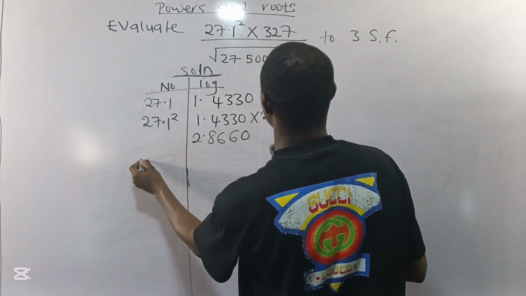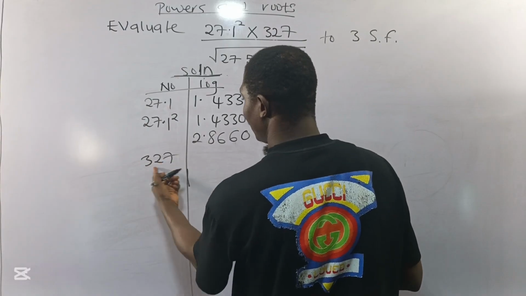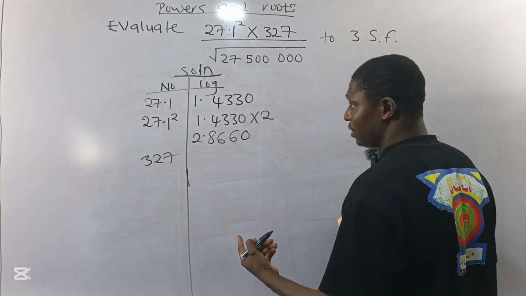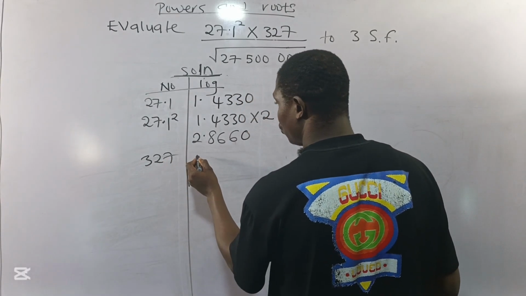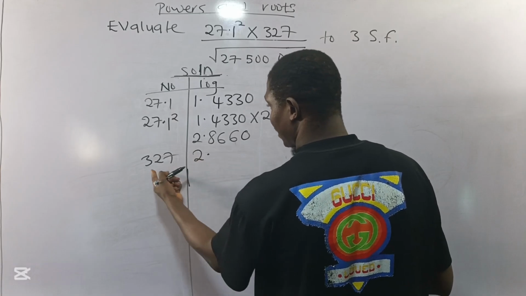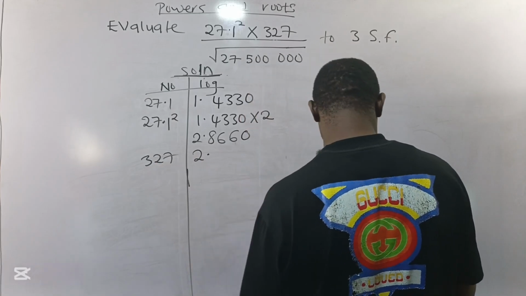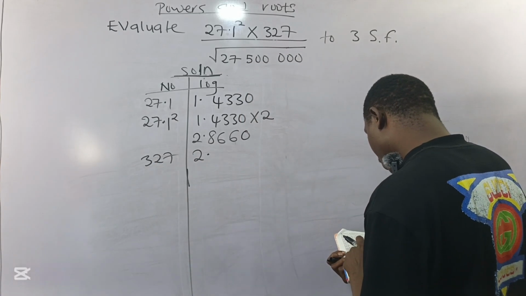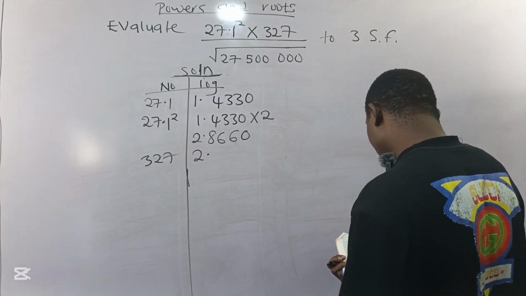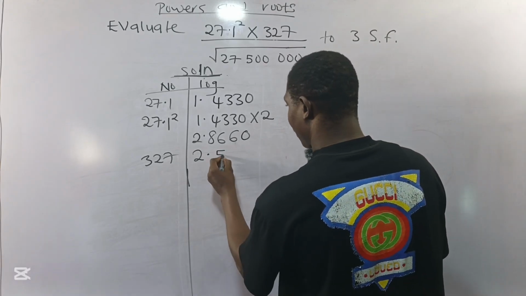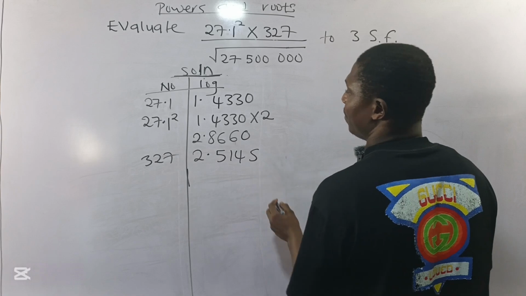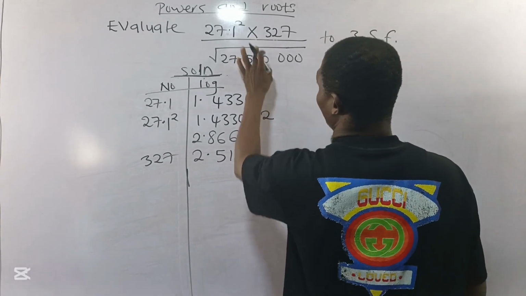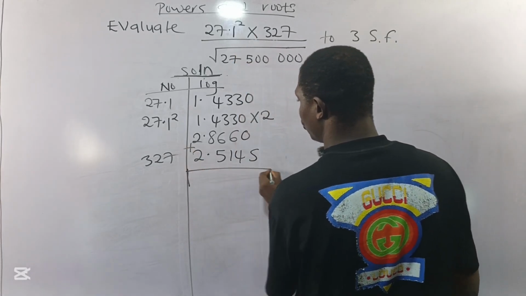And that of the other one is 32.7. 3 digits without decimal mean 3 digits. So 3 minus what? 1 digit will give me 2 digits. So I have 2 point. I'll check 32 under 7. And 32 under 7 is 5145. So since it's multiplication, I will add up these 2.